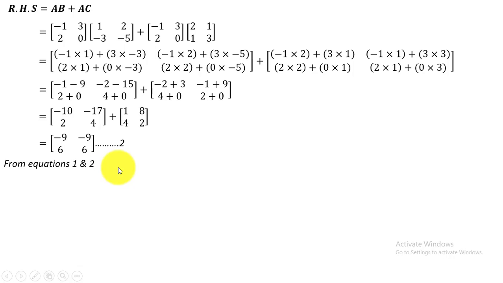From equation number 1 and equation number 2, left hand side is equal to right hand side. Hence A times B plus C is equal to A times B plus A times C.